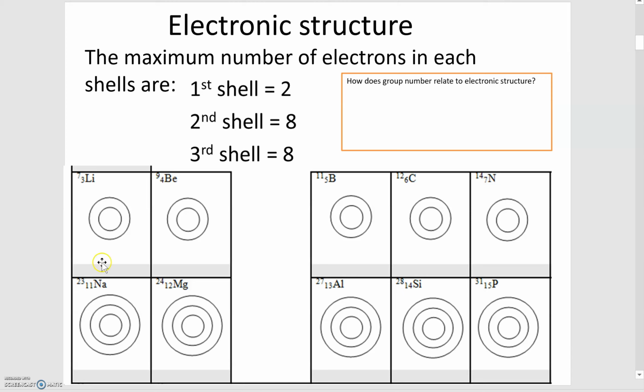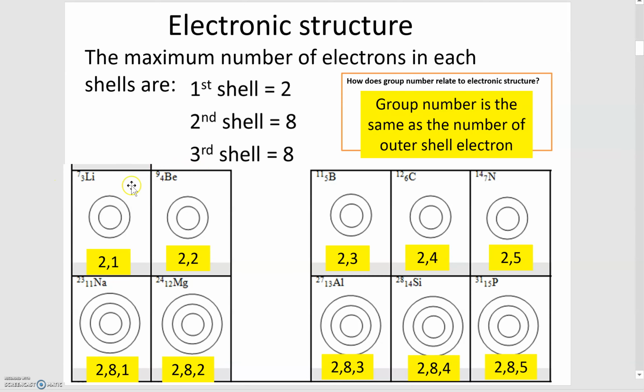Let's look at the first one here, lithium. So lithium has got 3 electrons, so electronic configuration of 2, 1. So in the first shell, like I said, you can only have 2 electrons. Make sure you draw the electrons on the shell, not outside the shell. And then 1 electron in the outer shell. So lithium belongs to group 1. So you will see that I've ended up with 1 electron in the outer shell.